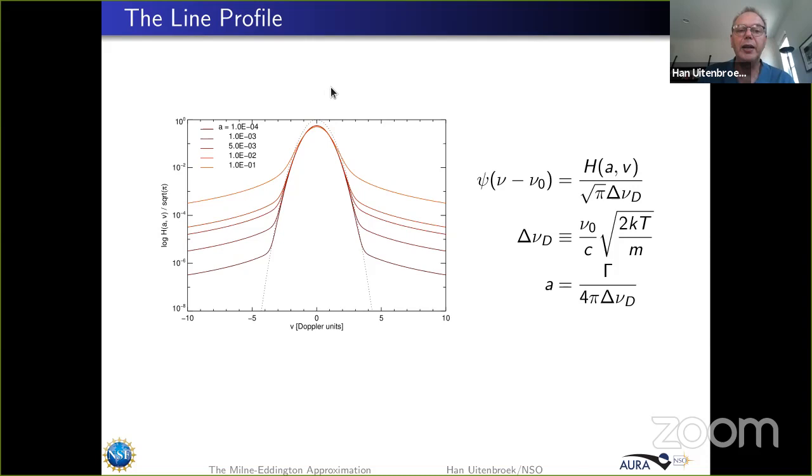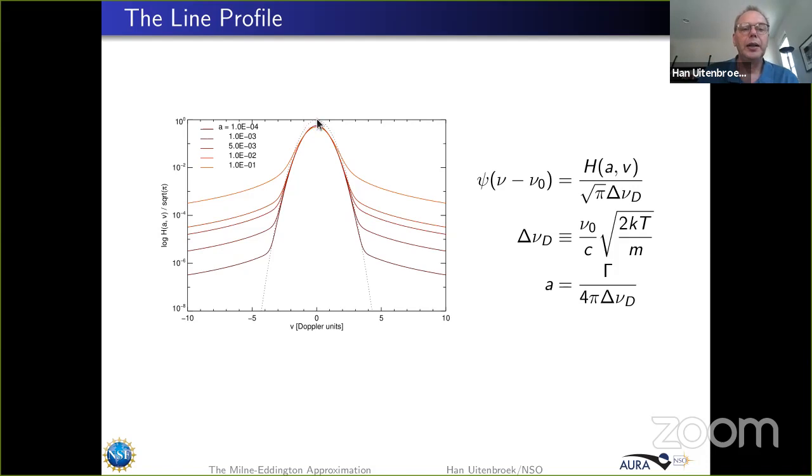Then, of course, there's interaction of the excited atom with other particles. There are particles that perturb the energy state with elastic collisions. And these collisions also broaden the upper level. And finally, these atoms are moving randomly with an average thermal velocity of a given amount of kilometers per second. And this also broadens the line just by Doppler shifts in random directions.